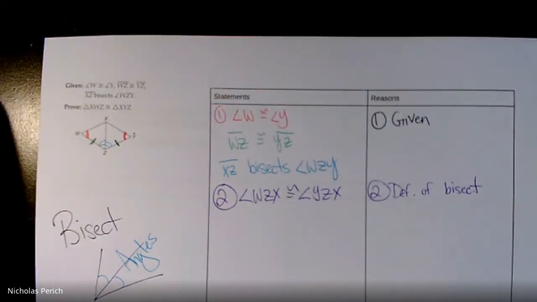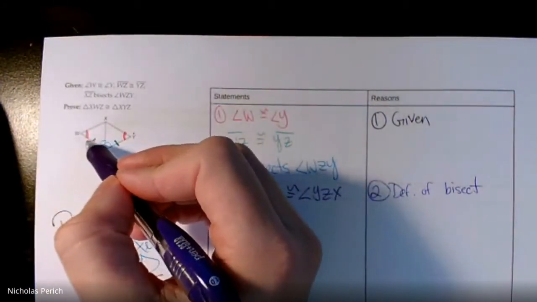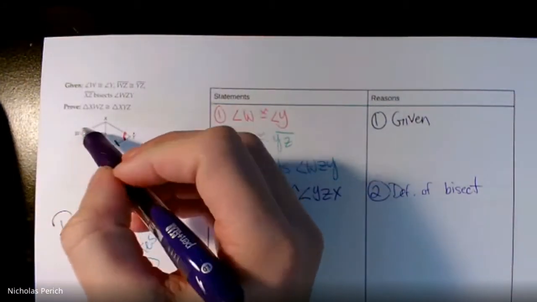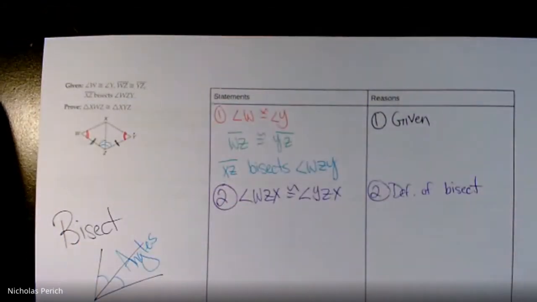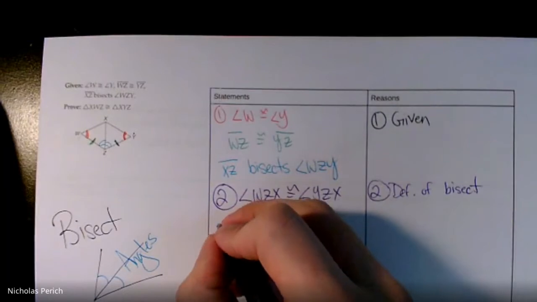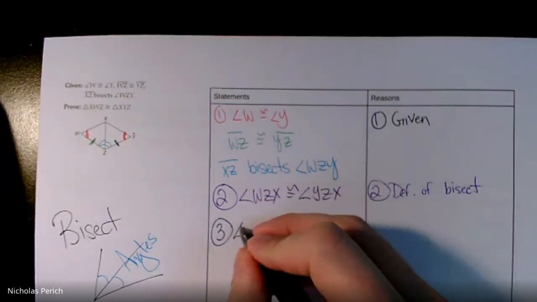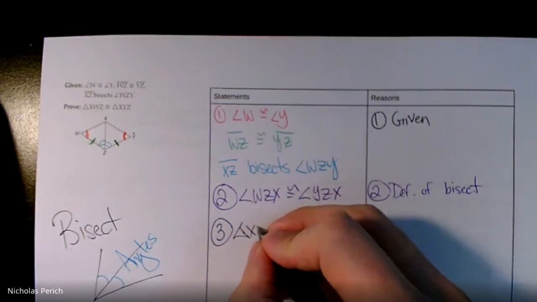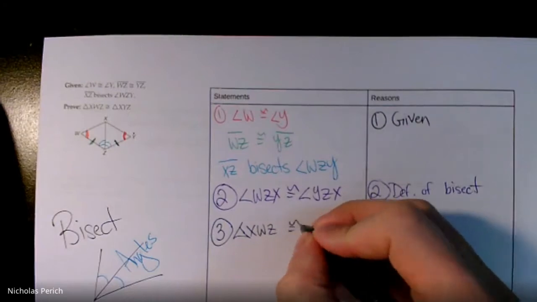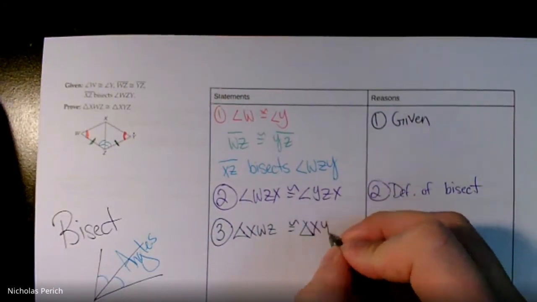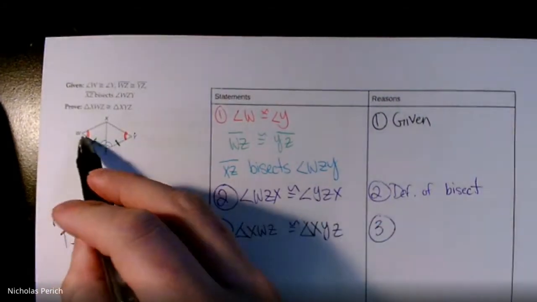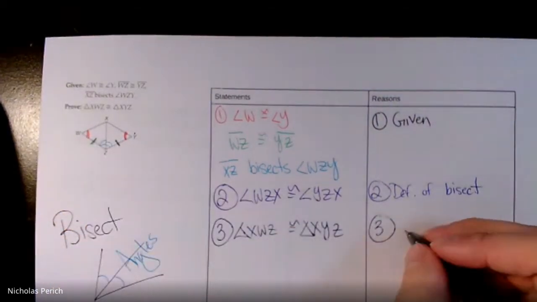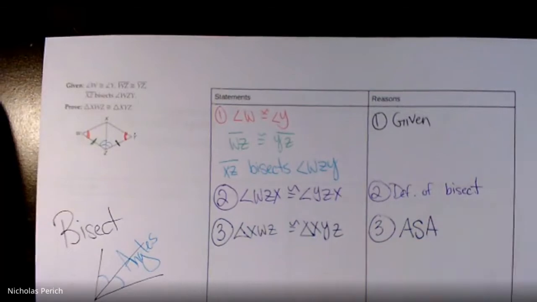So now what I have in my picture is an angle, side, angle. I have two angles with the side literally in between. So my final answer is now I can prove that XWZ is congruent to XYZ because of angle, side in the middle of another angle, ASA.